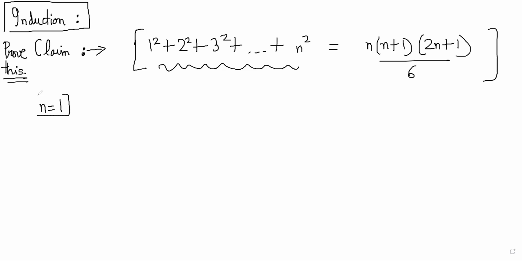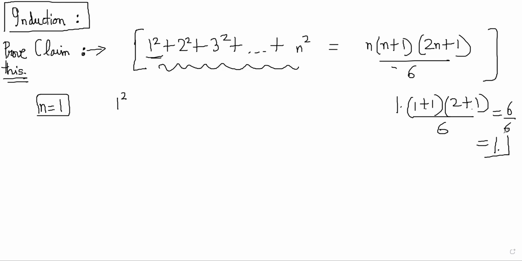N can be 1. Then what is the sum of the first 1 square? So 1 square only. If you put n is 1, then you only have one term, you cannot have 2 and 3. So on this side, what comes is 1 into 1 plus 1 into 2 plus 1 by 6. So this is 2 into 3, 6 by 6. So it is satisfied for n is equal to 1. The claim is true for n is equal to 1.